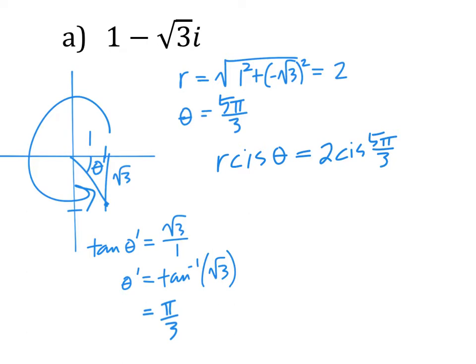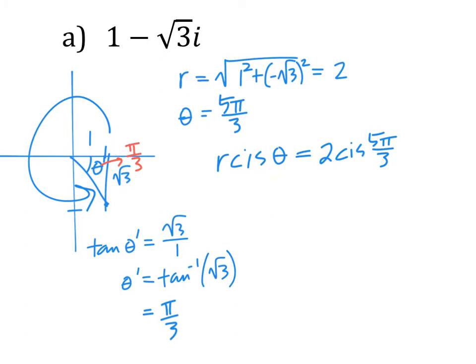Okay, so changing from 1 minus square root 3i into r cis theta is 2 cis 5 pi over 3. Yes, you have a question. How'd you get 5 pi over 3? Okay, this reference angle here is pi over 3. So we want the angle from 0 degrees. So basically the whole circle is 2 pi minus, okay. So 2 pi minus.